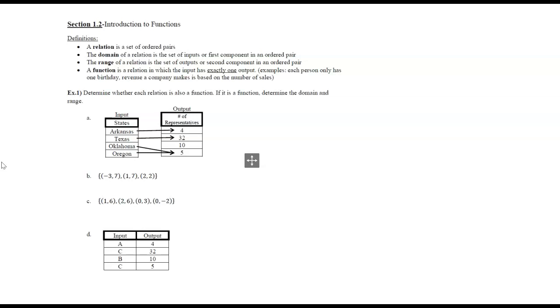So the domain of a relation is the set of inputs or the first component in an ordered pair. So basically the x value in the ordered pair. The range is the set of outputs or the second component in an ordered pair. One way that I keep this straight is D comes before R in the alphabet and X comes before Y. So domain goes with X, range goes with Y.